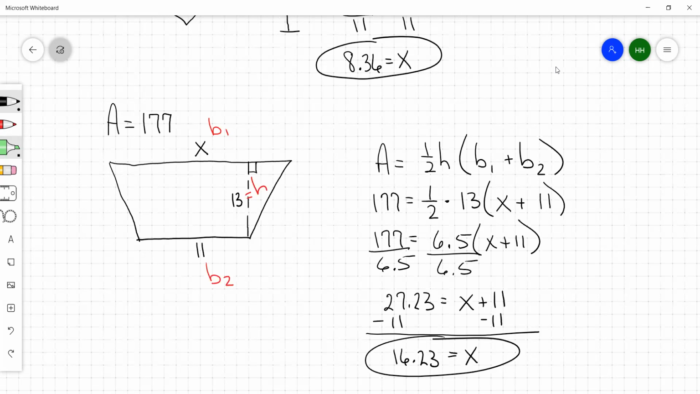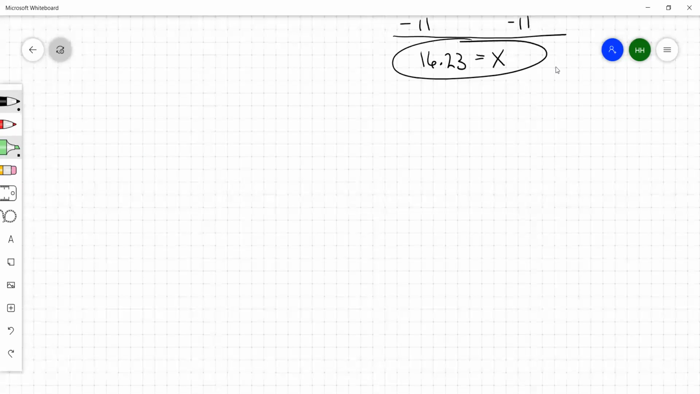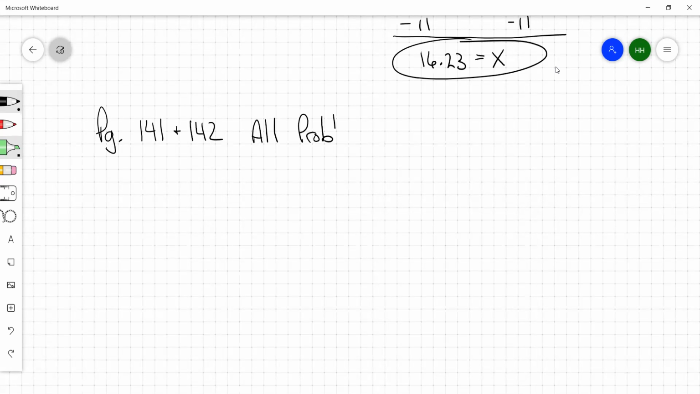All right, your practice for today. Page 141 and 142. All problems. All right. If you're in class, they're going in the basket.